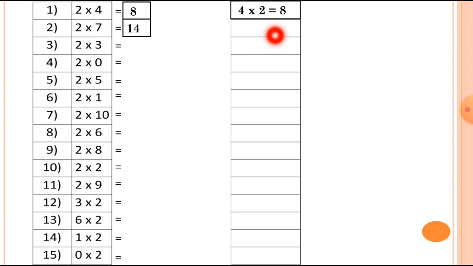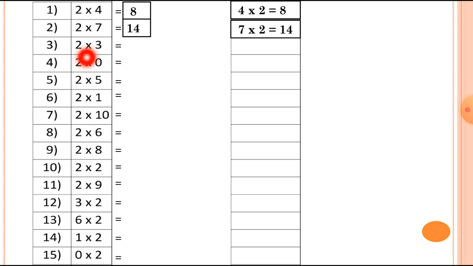So what will be the multiplication fact here? Here is 2 7s are 14. So we can write down 7 2s are 14. Now let's take the sum number 3.